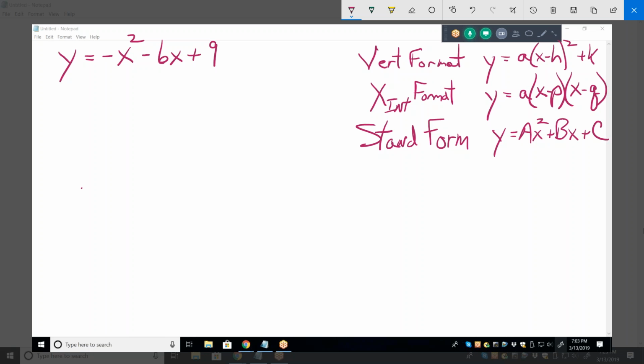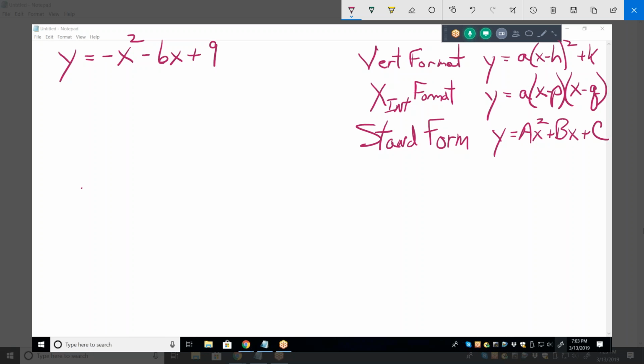I can try factoring that, and if I successfully factor it, it's going to be in x-intercept format, which is fairly easy to graph, right? I mean, yeah. X-intercept format, you have 2 points right off the get-go. Or I can try to get it into vertex format by maybe completing the square or something like that.